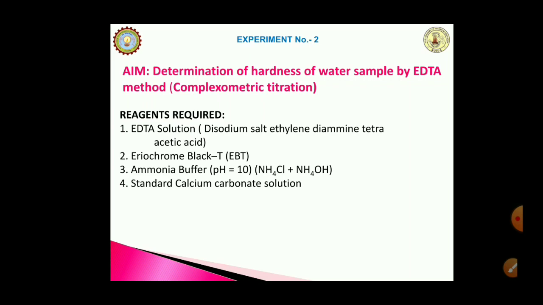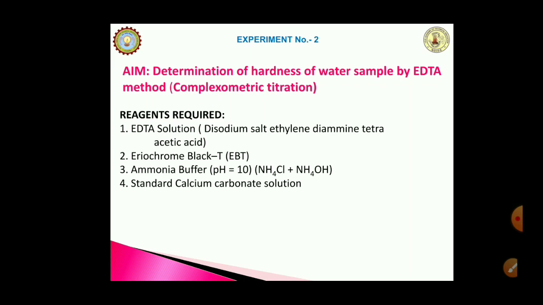Now let us look at the reagents which we are going to use in this experiment. Number 1 is EDTA solution. EDTA stands for ethylene diamine tetraacetic acid, and a disodium salt of EDTA is used in this experiment. Number 2, Eriochrome Black T, which is also called EBT, and this is going to function as the indicator of our experiment. Number 3 is the ammonia buffer, having the composition of NH4Cl and NH4OH, and this is used to establish a pH 10 in our experiment.